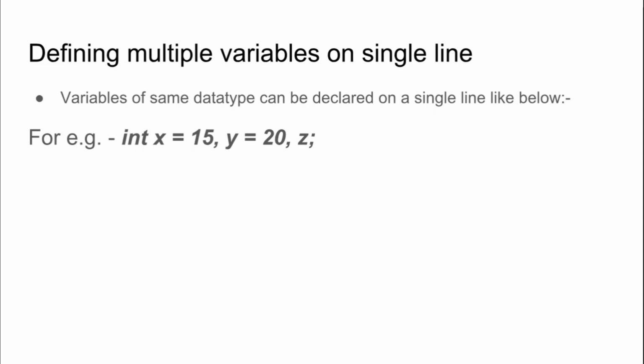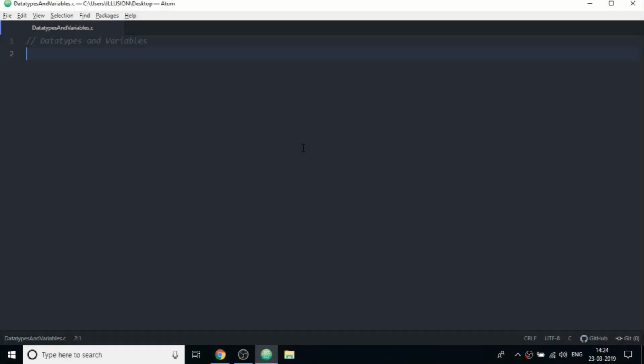So now it's time to apply what we have learned so far in the code. So open an empty file in Atom and save it with some file name. So we will begin by including the stdio.h file into our program. Then we will begin the main function. Now let us declare some variables.